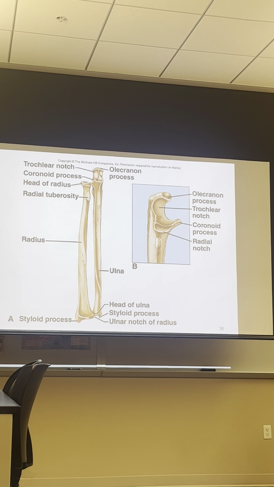So we've got the radius and the ulna. The ulna kind of looks like a wrench. You've got those two processes on the ulna. You've got the olecranon process, which articulates on the posterior aspect of the humerus, and then the coronoid process, which articulates on the anterior portion. So the coronoid process is what limits flexion, and the olecranon process is what limits extension.